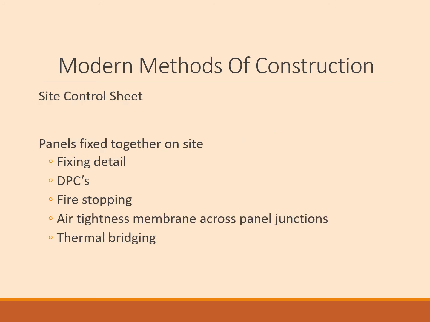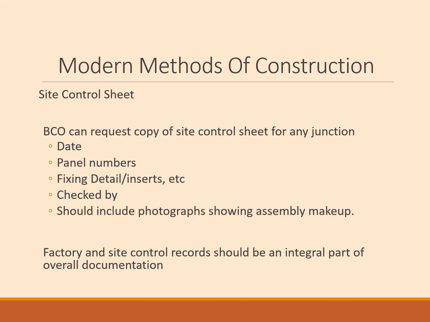Is there a site control sheet? When the panels are being fixed together on site, what is the fixing detail? What are the DPC details and have they been carried out? What about fire stopping, air tightness membrane across panel junctions? Is there thermal bridging? Is there proof of all of these? And as before, building control can request a copy of any of the information deemed pertinent. Factory and site control records should be an integral part of the overall documentation.